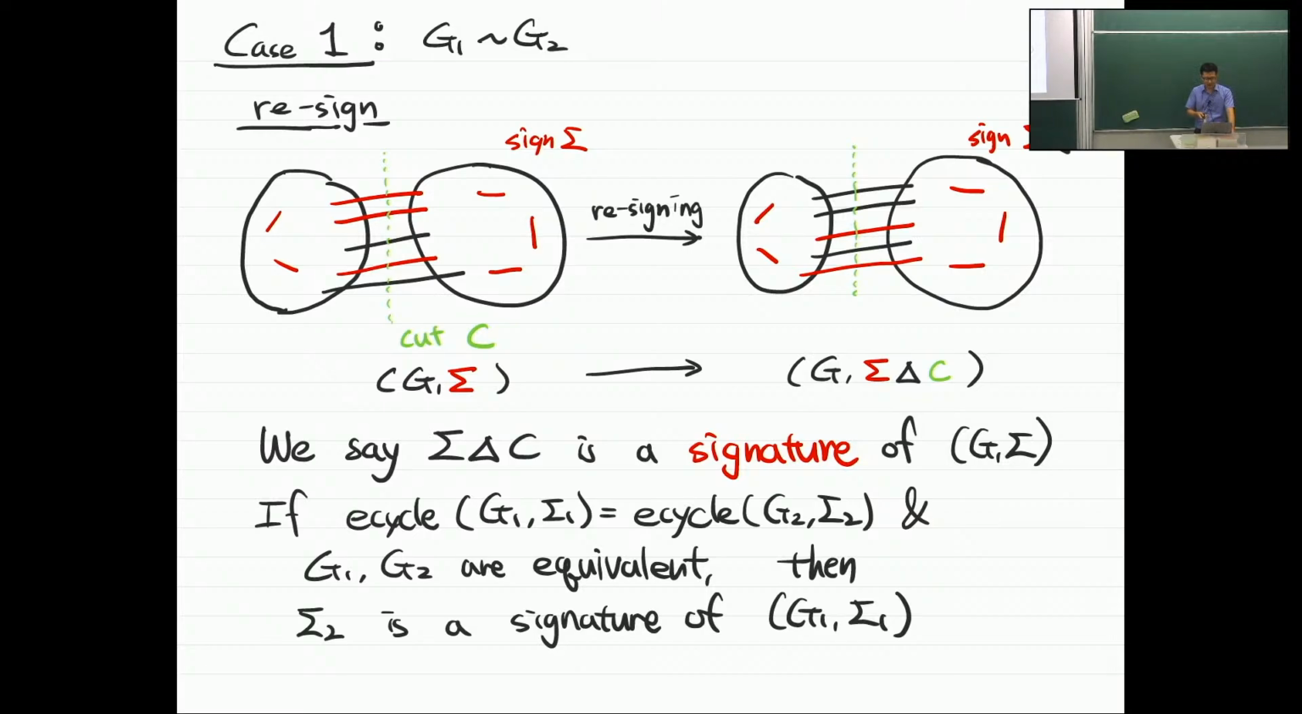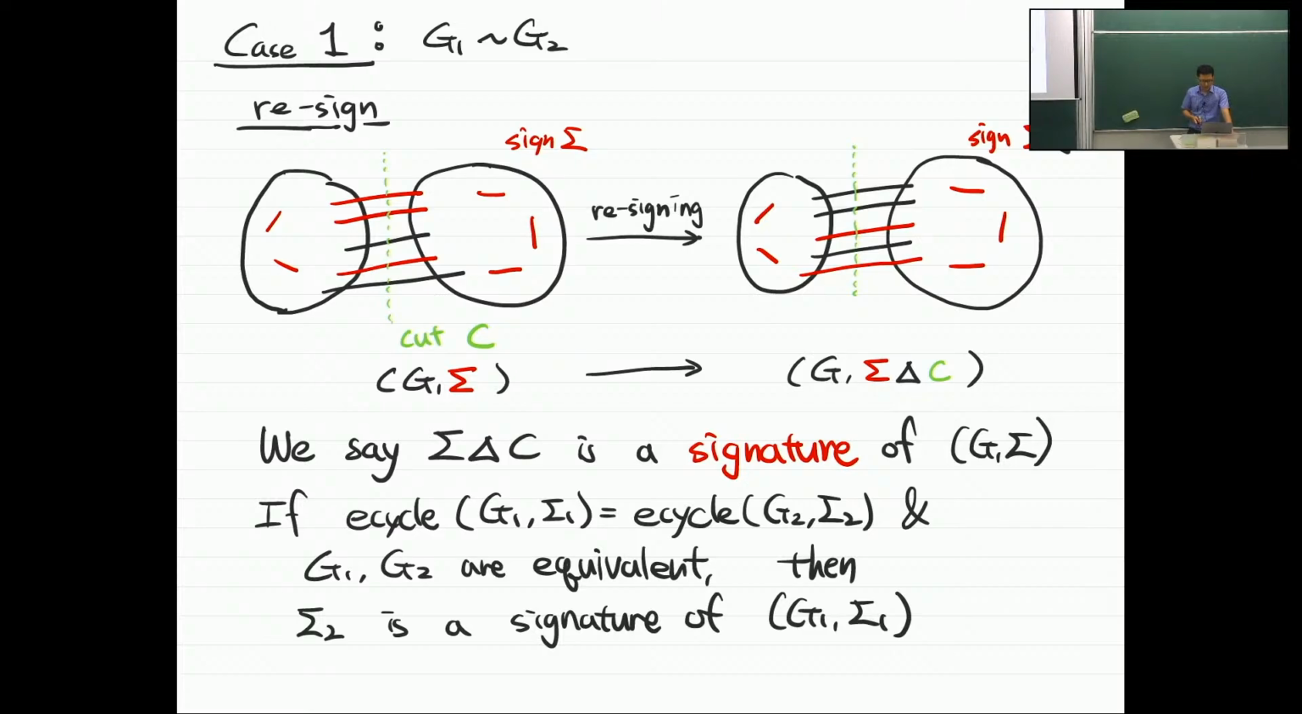I mean, if G1 and G2 are equivalent and sigma 2 is a signature of (G1, sigma 1), then they represent the same Evencycle matroid. So we may assume that G1 and G2 are inequivalent.